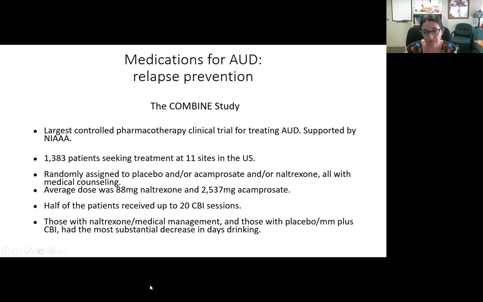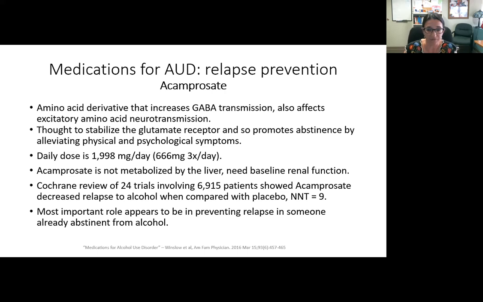So this is really what's referred to in terms of primary care management, of really trying to get patients on naltrexone in the outpatient setting, which has been shown to be very effective. Acamprosate has a little less evidence of effect, but may still be helpful for many individuals.